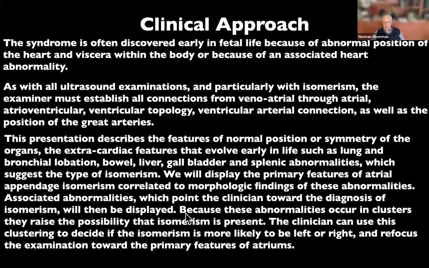Because these abnormalities occur in clusters, they raise the possibility that isomerism is present. This is the clinical key right here. And because the clinician can use clustering to decide if the isomerism is more likely to be right or left, he can then refocus his examination towards the primary features in the atria.